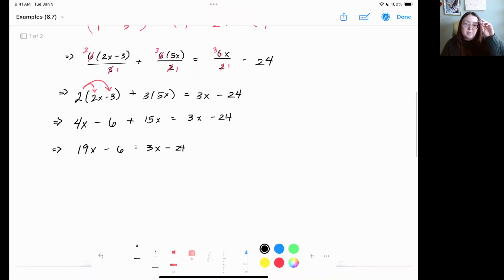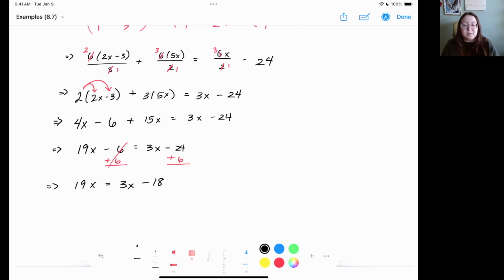We want to get all of our x terms on one side and our non-x terms on the other. So let's get rid of the 6, our non-x term, and bring that to the other side. We'll add 6 to both sides. That will cancel out over here. We get 19x is equal to 3x, and negative 24 plus 6 in that case is going to be negative 18.